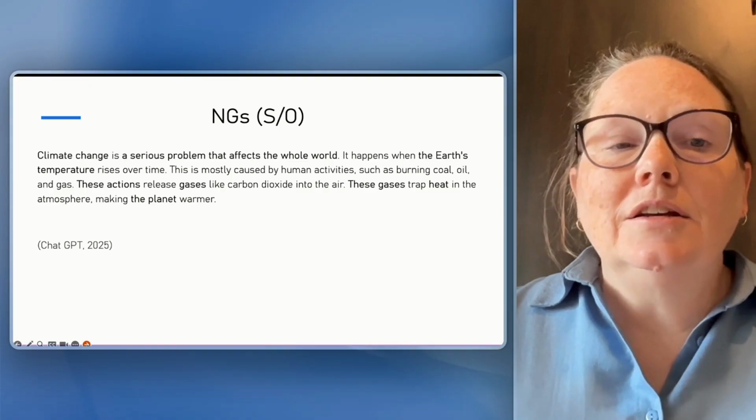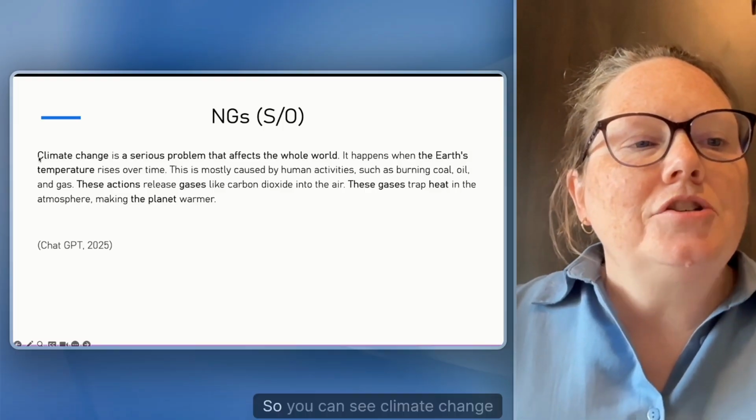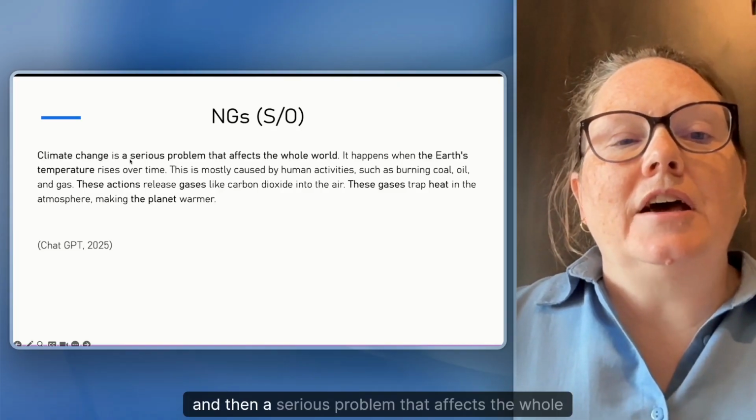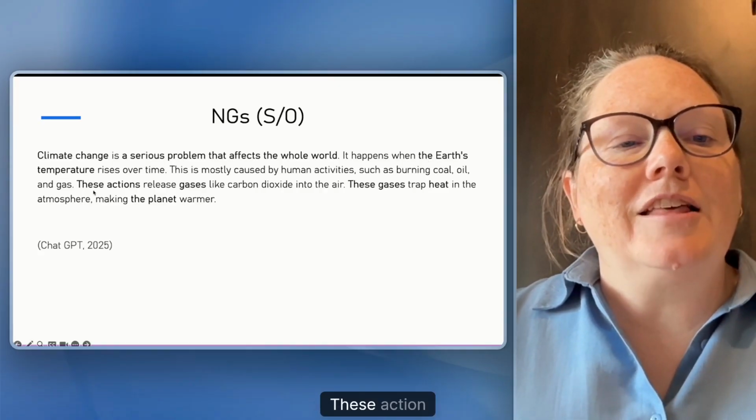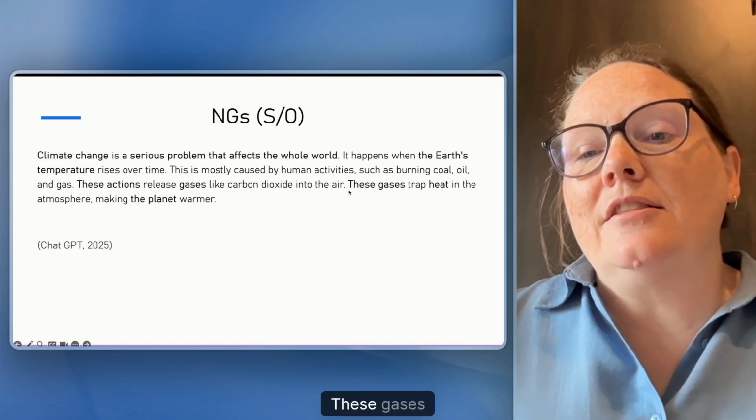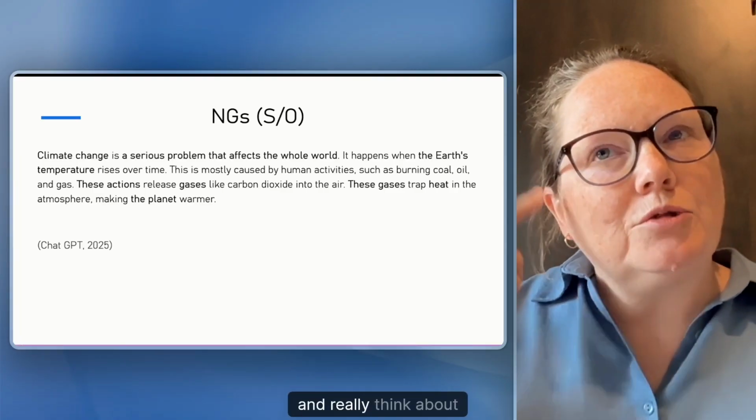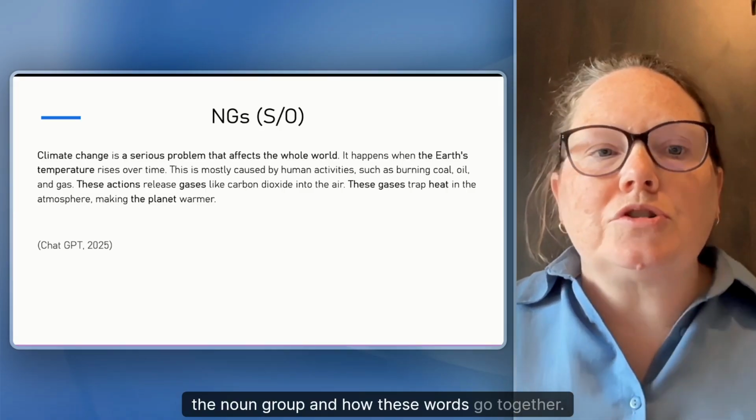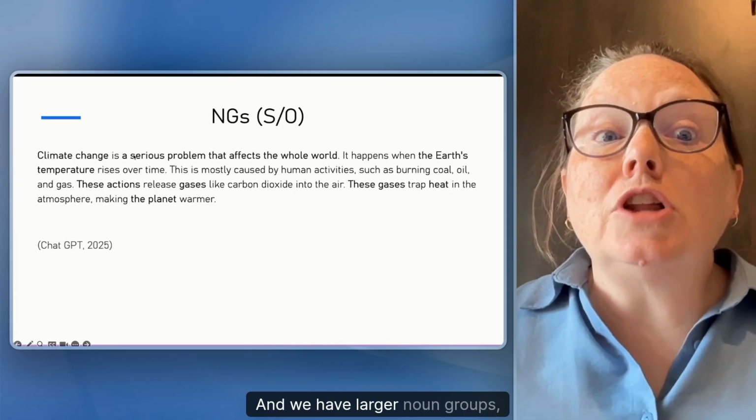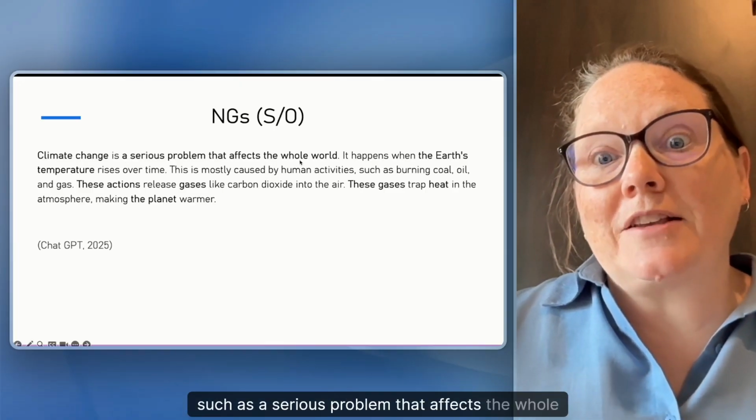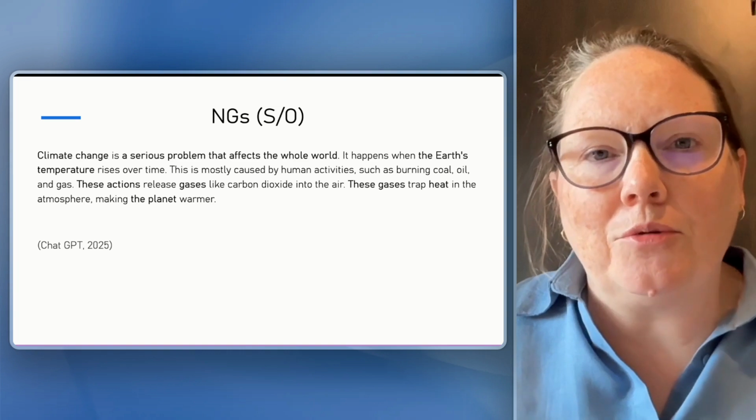So what I've done is I've highlighted the noun groups, basically the subjects and objects in the different sentences. So you can see climate change, and then a serious problem that affects the whole world, the Earth's temperature, these actions, gases, these gases, heat, the planet. Okay, because we want to emphasize at different points and really think about the noun group and how these words go together. So climate change works together. These actions work together. And we have larger noun groups, such as a serious problem that affects the whole world, right? And kind of keeping those together and helping students see how that happens.